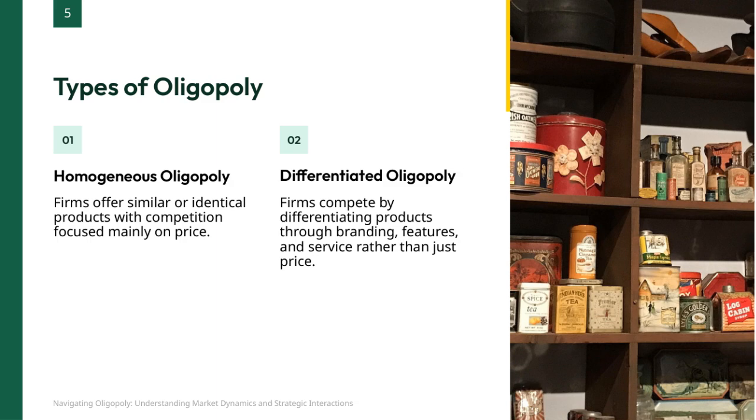Then we have the differentiated oligopoly, where companies set themselves apart through branding, unique features, or enhanced service rather than just competing on price. This kind of competition focuses more on creating a distinct identity for the product to attract customers. The image on the right, with vintage food and beverage packaging, illustrates how product differentiation can come from design and branding, helping firms stand out in the market.